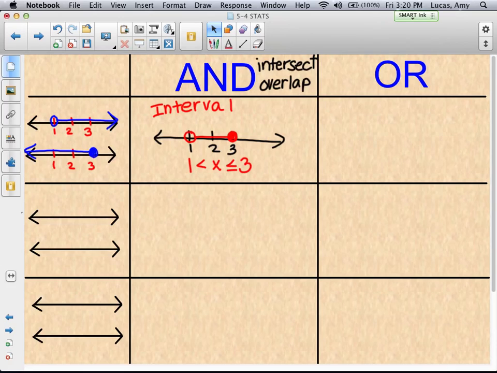All right, now let's say that those same two inequalities were separated by the word or. The word or is not an intersection.